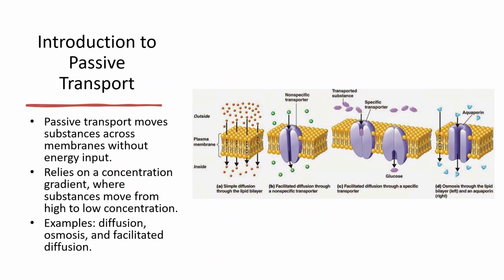Passive transport means moving substances across membranes without spending energy. In other words, no ATP is used. Instead, molecules move naturally from areas of high concentration to low concentration. This process is critical for the movement of things like oxygen, water, and nutrients. The three types we'll focus on are diffusion, facilitated diffusion, and osmosis.